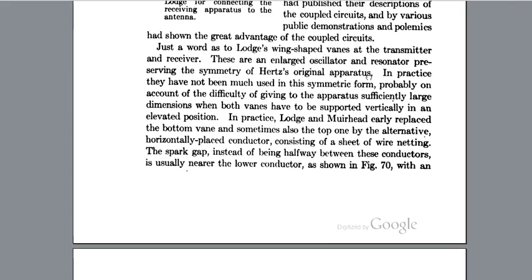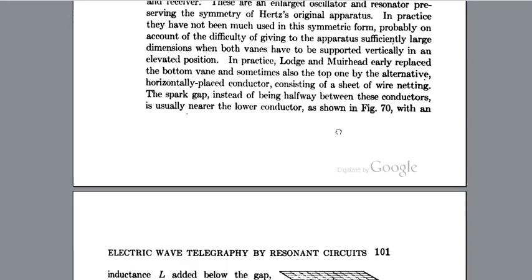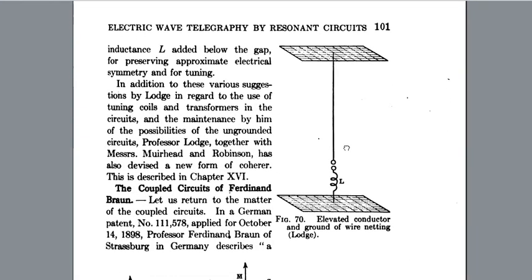Just a word as to Lodge's wing-shaped vanes at the transmitter and receiver. These are an enlarged oscillator and resonator, preserving the symmetry of Hertz's original apparatus. In practice, they have not been much used in this symmetric form, probably on account of the difficulty of giving the apparatus sufficiently large dimensions when both vanes have to be supported vertically in an elevated position. In practice, Lodge and Muirhead early replaced the twin vane and sometimes also the top by the alternative, horizontally placed conductor, consisting of a sheet of wire netting. The spark gap, instead of being halfway between these conductors, is usually nearer the lower conductor, as shown in figure 70, with an inductance L added below the gap for preserving approximate electrical symmetry and for tuning.